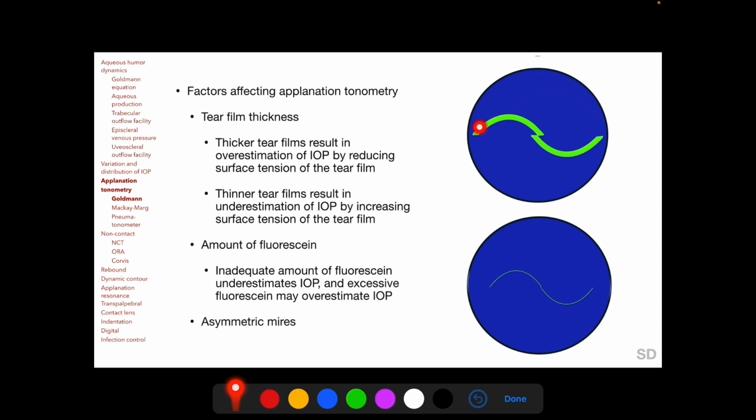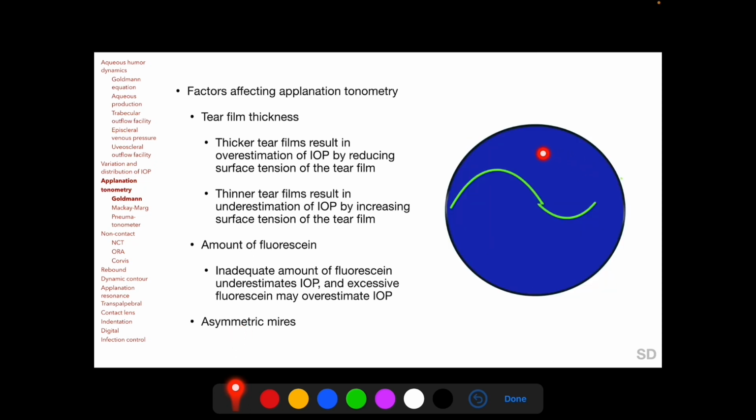So in this diagram we see thick mires due to excessive fluorescein, and in this diagram we see very thin mires due to inadequate fluorescein. And asymmetrical positioning of the mires as seen here in this diagram can lead to erroneous measurement of intraocular pressure. And to make the mires symmetrical, vertical and horizontal adjustment of the microscope arm of the slit lamp needs to be done.